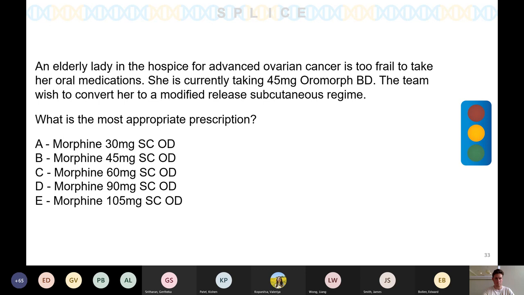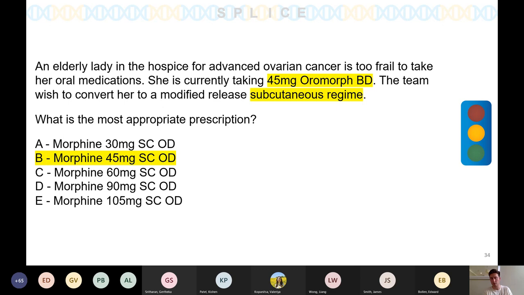Yeah, excellent. The majority of you are getting this one correct. So this is another way that you could be tested, and this is your conversion from oral morphine to subcutaneous morphine. The conversion of oral morphine to subcut is dividing by two. So again, having to work out that the total dose is 90 milligrams, and therefore the subcutaneous dose required is 45 milligrams.